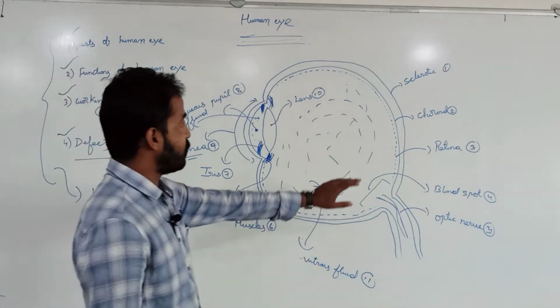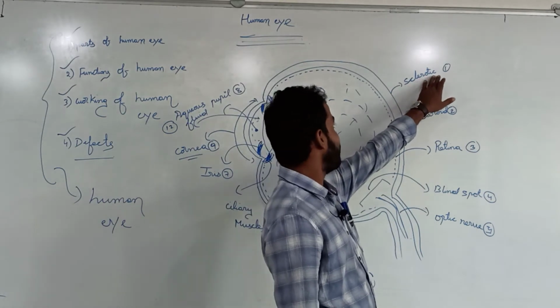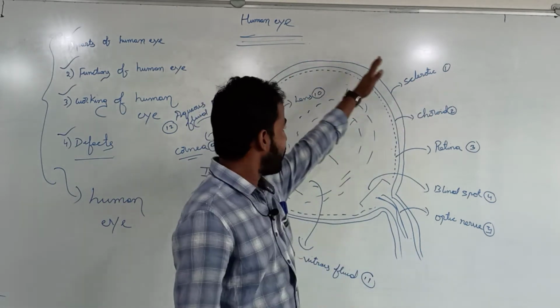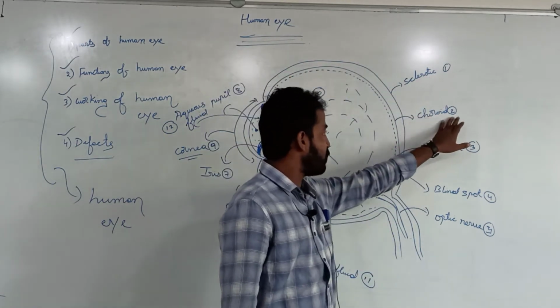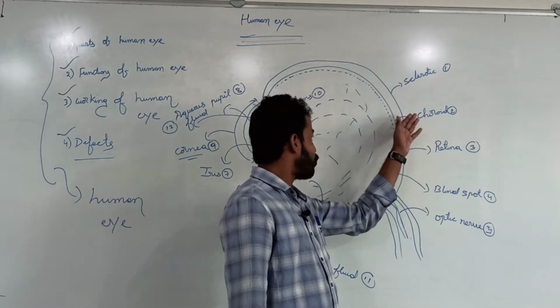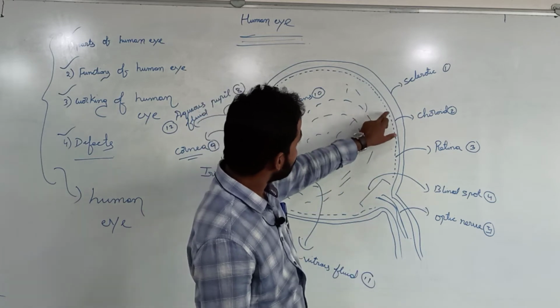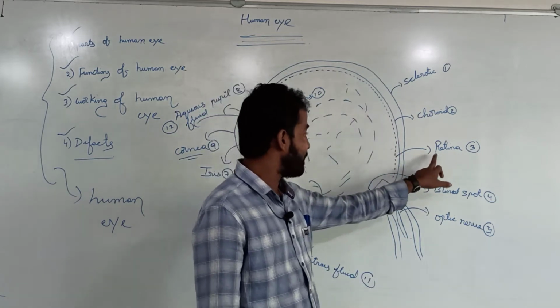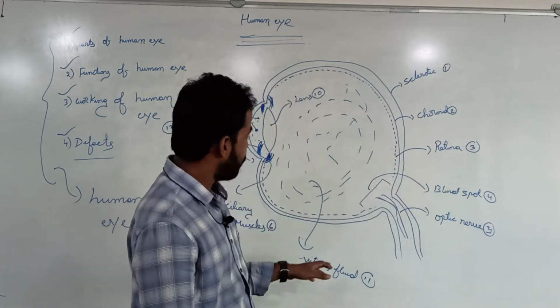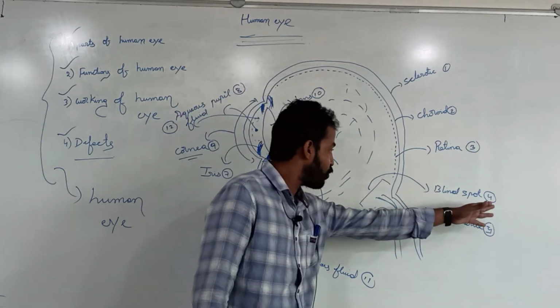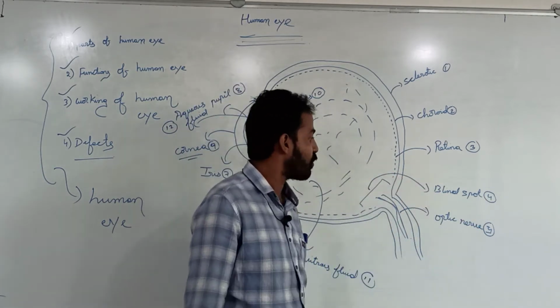The first part is sclerotic, which is the outermost part of the eye. The second part is choroid, which is just inside the sclerotic. And the inside layer, the third part, is known as the retina. The fourth part is known as the blind spot.